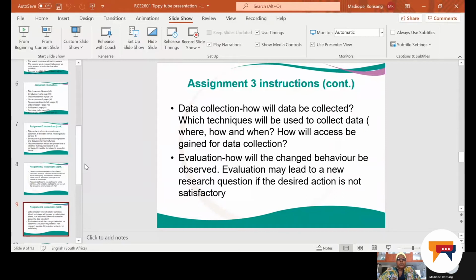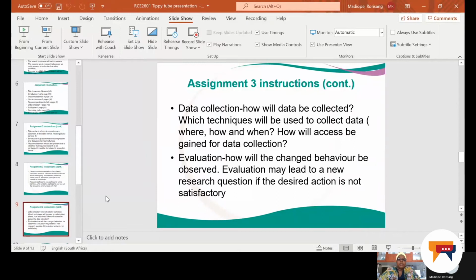Which techniques will be used to collect data, like where, how, and when? How will access be gained for data collection? Maybe where you're going to be getting your data, you need to have access. How are you going to get that access to your data collection sites?